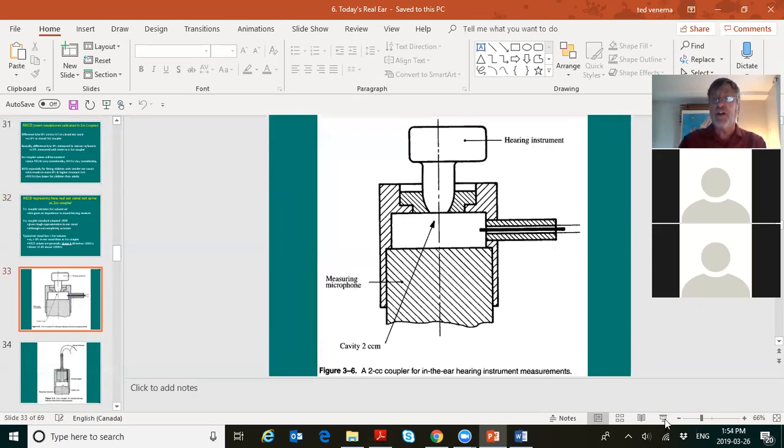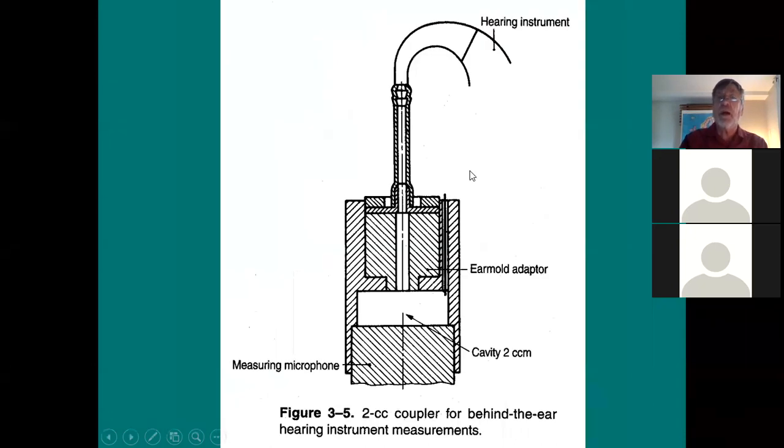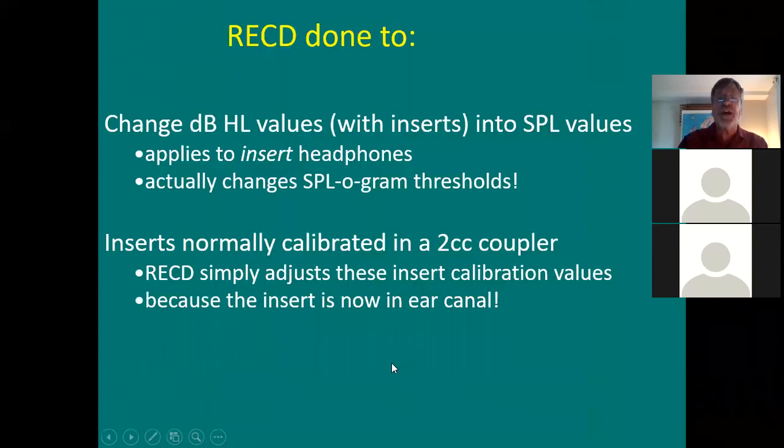Here's a hearing aid stuck on a 2cc coupler. An ITE, 2 cubic centimeters of air, measurement microphone. A BTE on a 2cc coupler, 2 cubic centimeters of air, the measurement microphone. How is it done? To change dBHL values with inserts into SPL values. Applies to insert headphones. And average ones will give you the good old thresholds, okay? Because you're taking the RETSPL of insert headphones and the average RECD, and that's going to give you the minimal audible pressure with insert headphones.